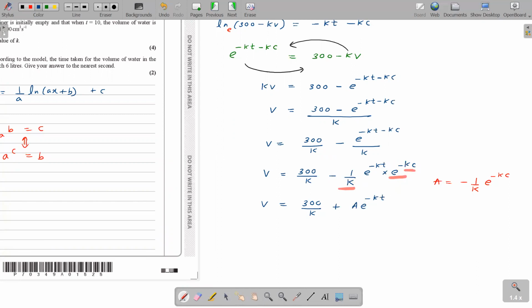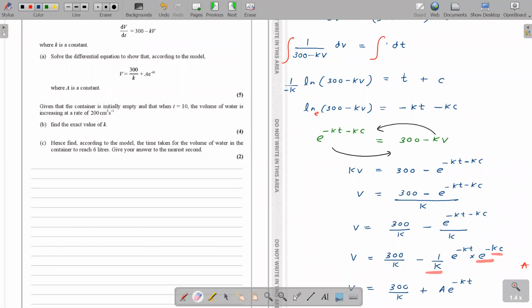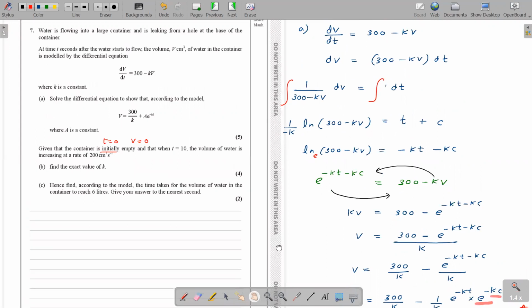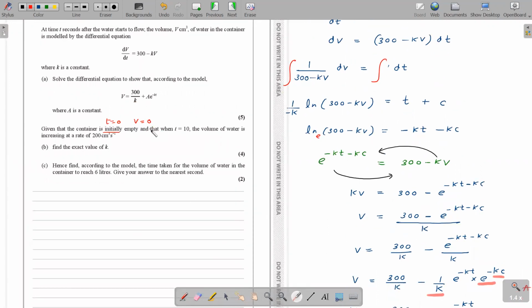Okay, is this clear with y'all? We'll move on to part B. They say, given that the container is initially empty. Initially means at time 0, and empty means the volume V is 0. So at time 0, the volume is 0. And when t equals 10, the volume of water is increasing at a rate of 200 cubic centimeters per second. Basically, they've given you dV by dt when t equals 10. They're asking you to find the exact value of k.